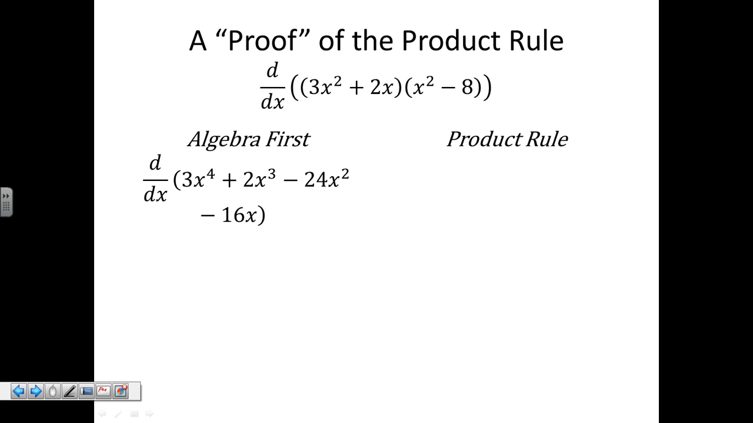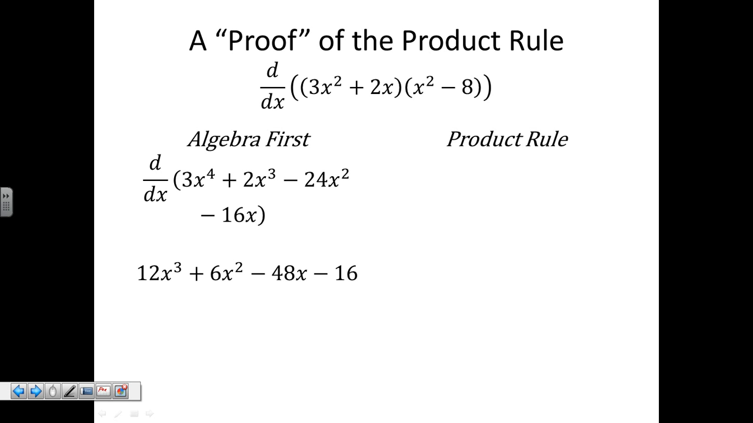So the first thing I need to do, if I'm going to do the algebra first method, is go ahead and FOIL it. 3x squared times x squared, 2x times x squared, 3x squared times the negative 8, negative 2x times the negative 8. And this is what I get, a new polynomial. Now I don't need to use the product rule, because all I need to do is follow the addition and subtraction rule, the constant multiple rule, and the power rule, and I can take the derivative of this. So it becomes 12x cubed plus 6x squared minus 48x minus 16. Again, I just applied those rules that we already know.